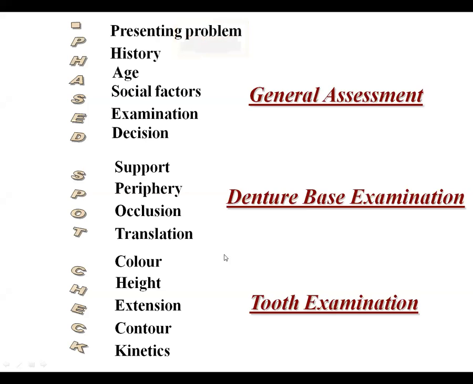Okay, coming towards your PHASED. Present problem, H for your history, A for your age, S for your social factor, E for your examination, D for your decision. What do we have to check in SPOT? SPOT means support, periphery, occlusion, and translation. All initials represent SPOT. And in check: color, height, extension, contour, and kinetics.